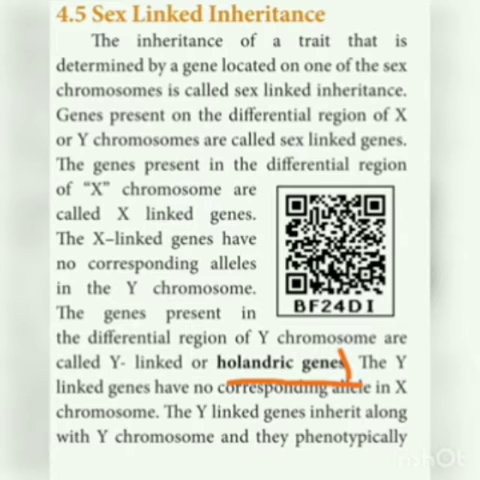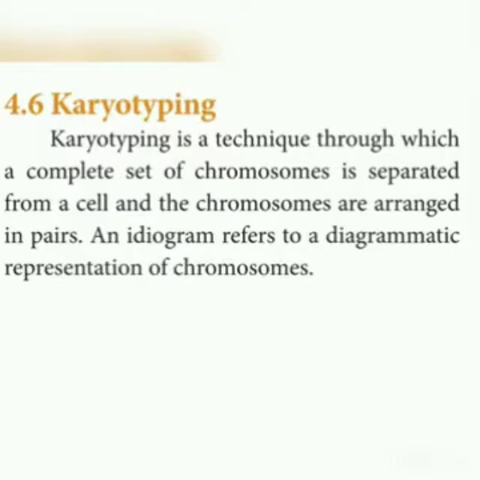And then there are different types of inheritance of X-linked genes. Hemophilia, color blindness. So you look into that. And then a very important question is karyotyping. So what is meant by karyotyping?